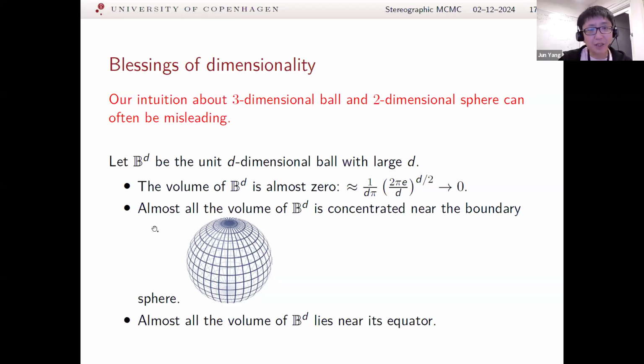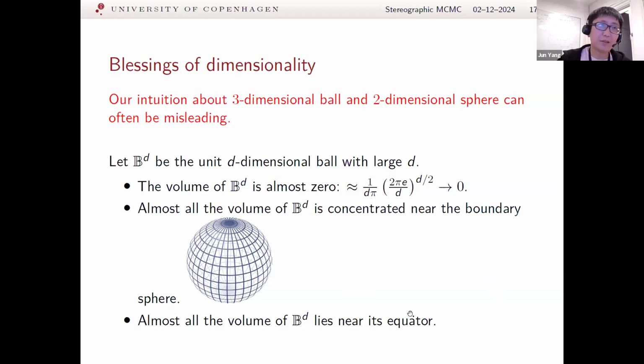The second fact is that almost all the volume of a high dimensional ball is concentrated near the boundary sphere, which means if you consider the high dimensional ball as an orange or apple, and you peel this orange or apple, then there's nothing left. And the last fact is perhaps even more surprising: almost all the volume of this high dimensional ball lies near its equator.